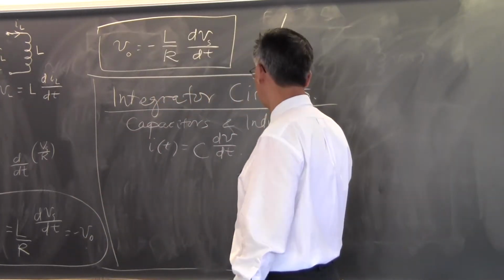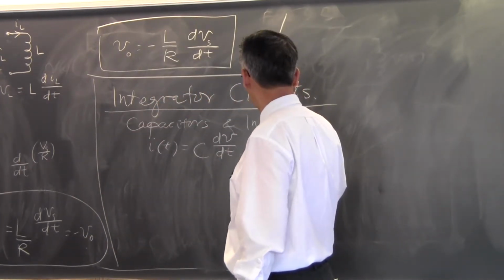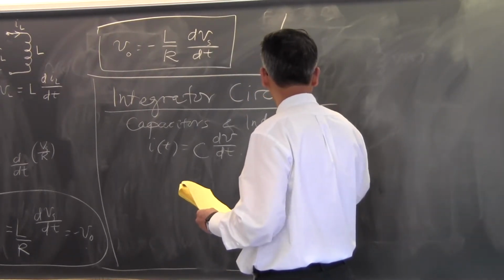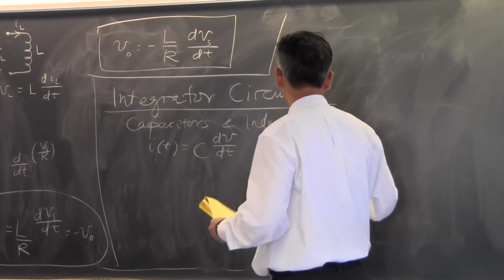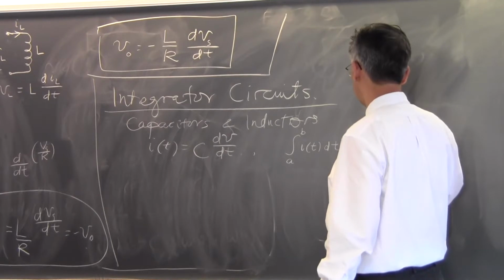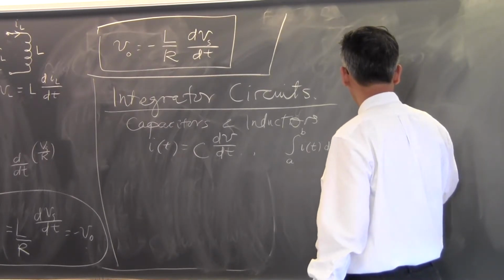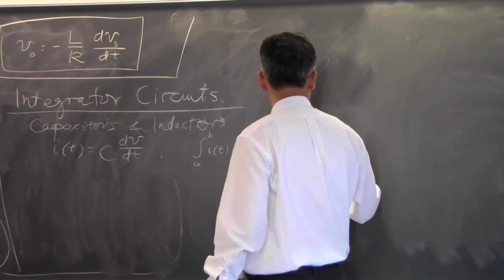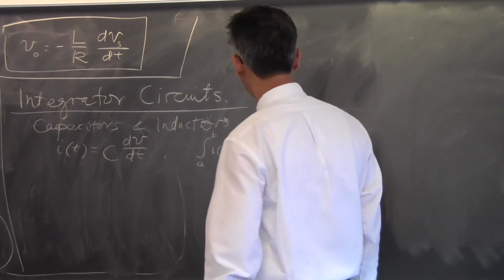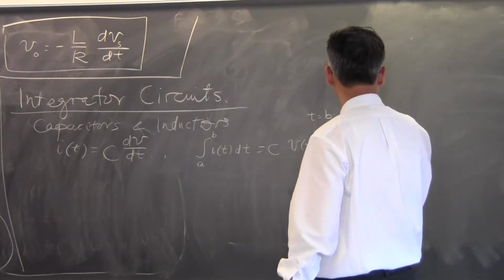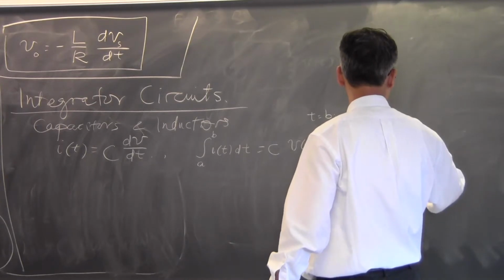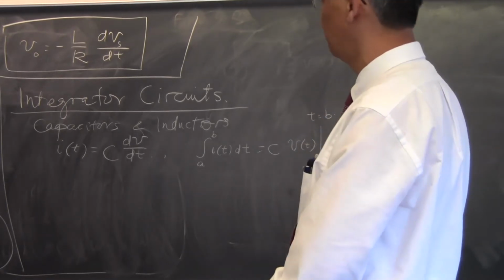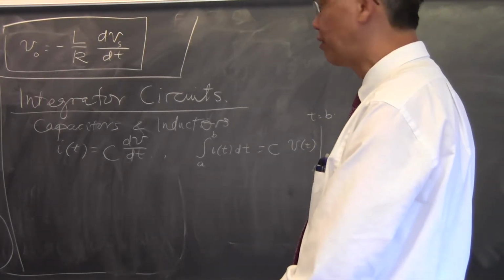But if you turn this equation around and integrate this, we get something like this. If I were to integrate this equation from A to B, i(t) dt, I will get the integration on the right-hand side, which is just v(t), evaluated at t equal to A, t equal to B, which is equal to C times V_B minus V_A. So I turn this equation around and make the relationship between voltage and current an integration.